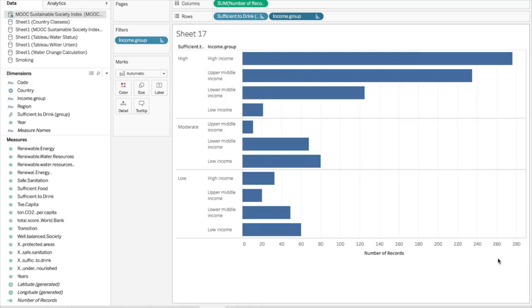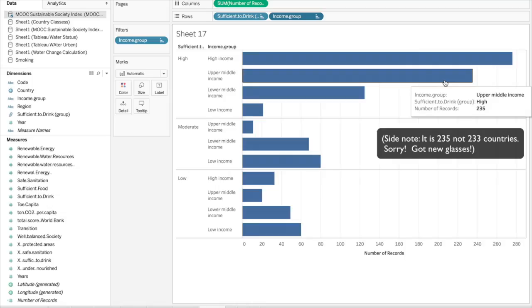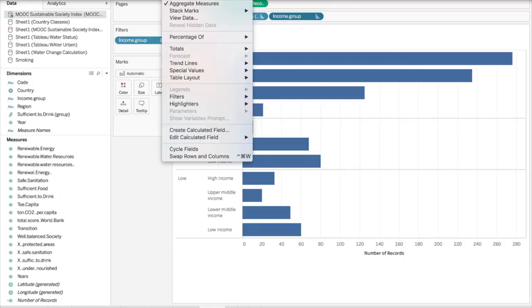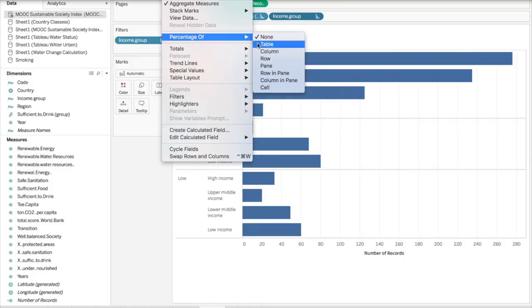Now what you're looking at here is the number of records. So these are counts, 233 countries at different points in time. What you might want to look at is percentages. So under analysis, you can ask it to show you percentage of. So percentage of the table, so that's a percentage where the denominator is the total number of cells in the table. Or you can ask it by column, row, pane, row and pane, column and pane, or cell. So you can customize basically what is being used as a denominator.